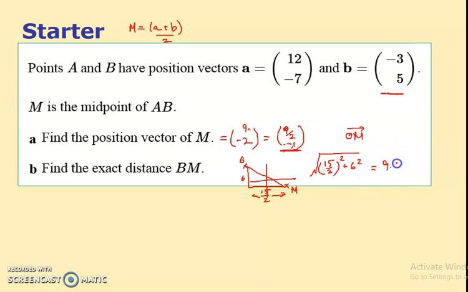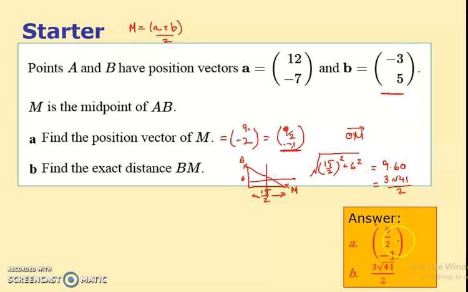Oh, it says the exact distance. So good job I didn't stop there. 3 root 41 over 2, according to my calculator anyway. So 3 root 41 over 2, that's right, and that's right.